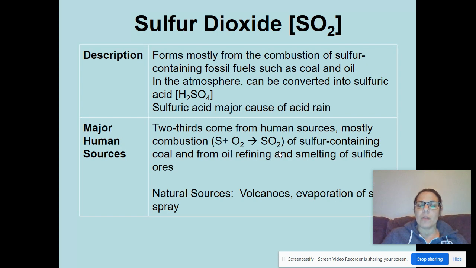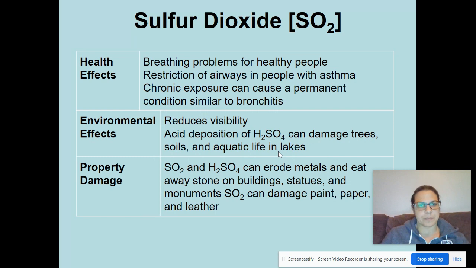Sulfur dioxide mostly is from dirtier coal, and it goes out into the atmosphere. It is the major cause of acid rain, and we've spoken about that before in class. When you have carbon dioxide and water coming together, it creates carbonic acid. When you have sulfur and water coming together, it creates sulfuric acid. When you have nitrogen oxides coming together with water, it's then nitric acid. Most of this comes from human sources, which is the burning of coal, but natural sources are from volcanoes and the evaporation of sea spray.